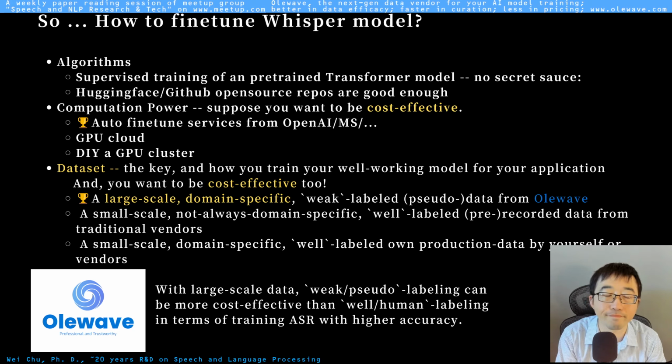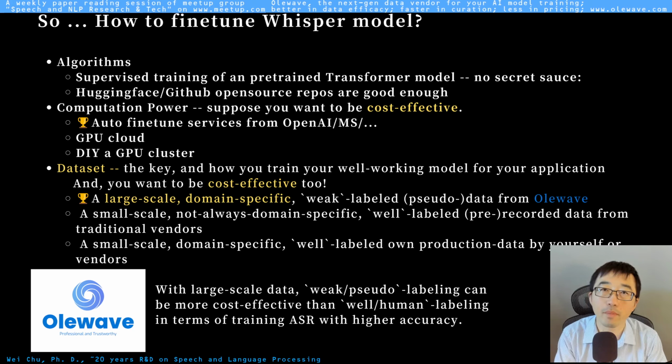by human beings. The third approach, which is the approach I propose and our company values, is you use a large scale amount of domain specific data, and the data doesn't have to be real data. It could be pseudo data. And label wise, it doesn't have to be human labeled. It can be weakly labeled. What do I mean by weakly labeled?